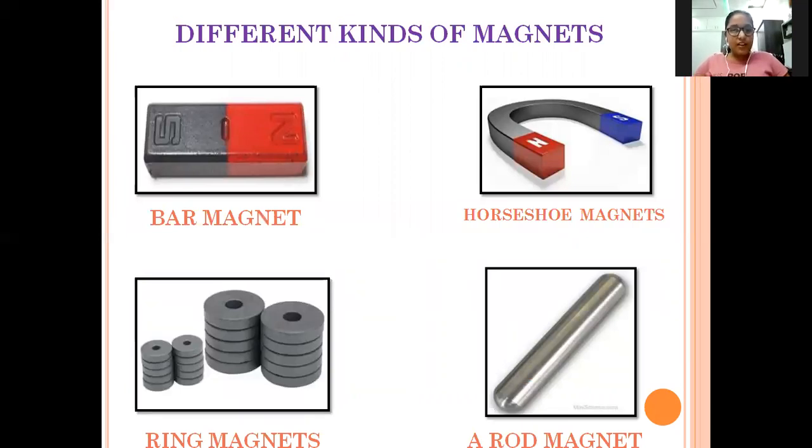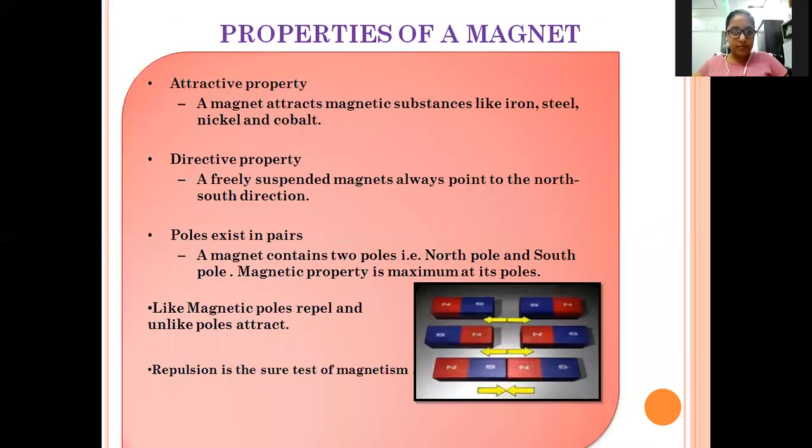Now we will see different kinds of magnets. There are many kinds of magnets, but here four are the well-known and popular magnets, which are bar magnets, horseshoe magnets, ring magnets, and rod magnets.